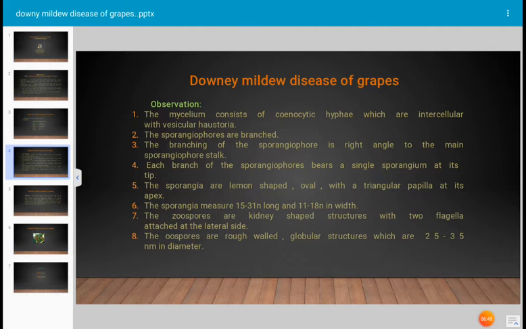The shape of the sporangia is lemon shaped, or it may be oval, with a triangular papilla present at the apex of the sporangia. Sporangia measure about 15 to 31 mm long and 11 to 18 mm in width. The zoospores are kidney shaped or bean shaped structures, unicellular, uninucleated. They have two flagella which are laterally arranged, attached to the lateral side of the zoospore.